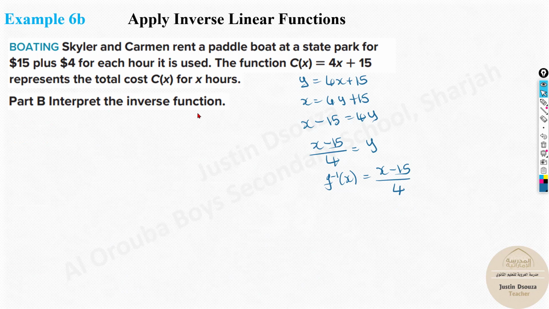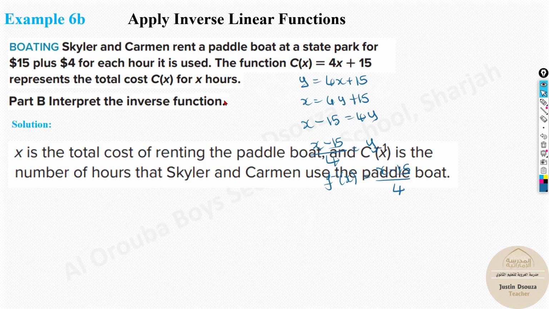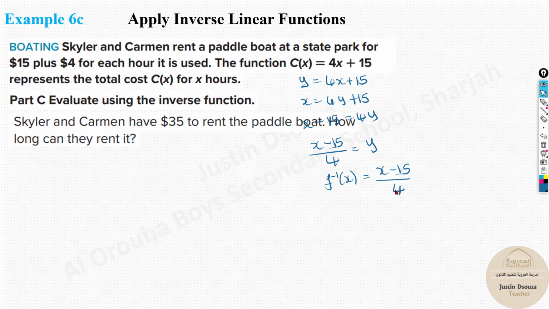Now interpret the inverse function. Interpretation, what I just told. See now, what is the x? x is the total cost of renting the paddle boat and c inverse of x is the number of hours. See, over here, given was total cost c of x, right? And x is hours. Now it's swapped. x is the total cost and c inverse of x is the hours. It's just swapped, okay? The inverse function.